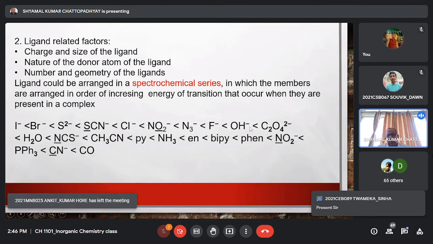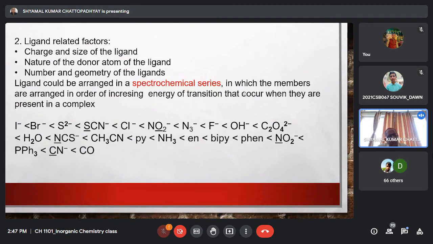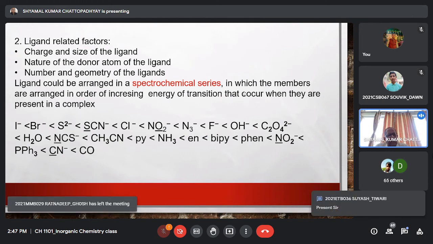So this cannot be explained on the basis of the pure electrostatic model of crystal field theory, and for that we have to modify our crystal field theory. The spectrochemical series, in a way, is pointing out some anomaly in the pure electrostatic model, and one of them is the anomalous behavior of hydroxide ion, oxide ion, and water.